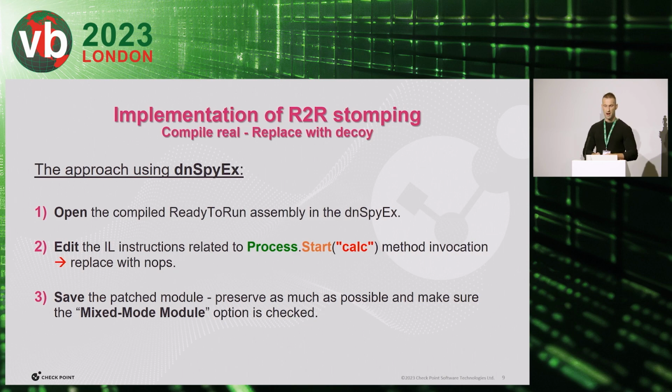Using dnSpyEx, we can just open the ready-to-run assembly. We will edit the IL instructions that are related to the Process.Start method invocation, and finally, we will save our patched module. We need to be careful about preserving the .NET metadata, and also we need to remember to check the mixed mode module option. I will explain it later on.